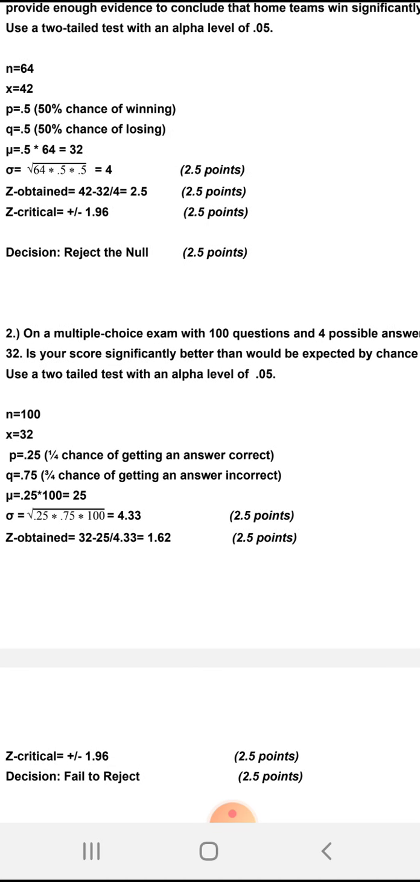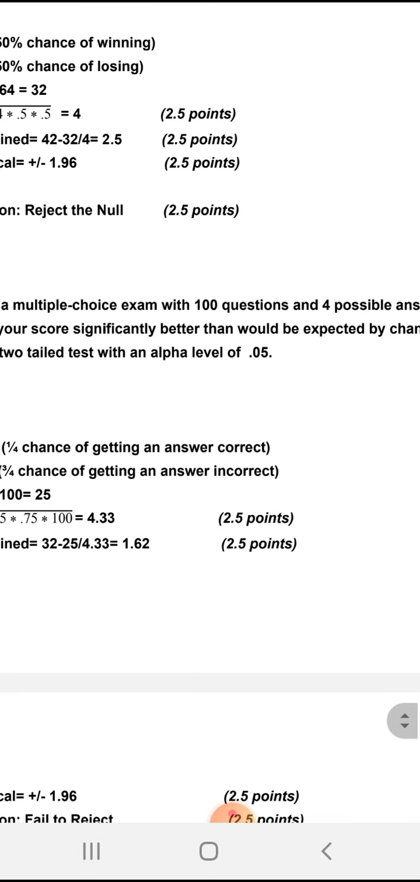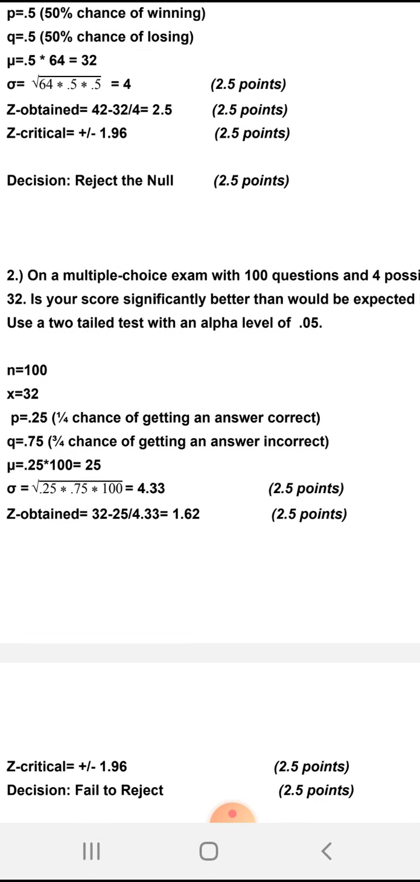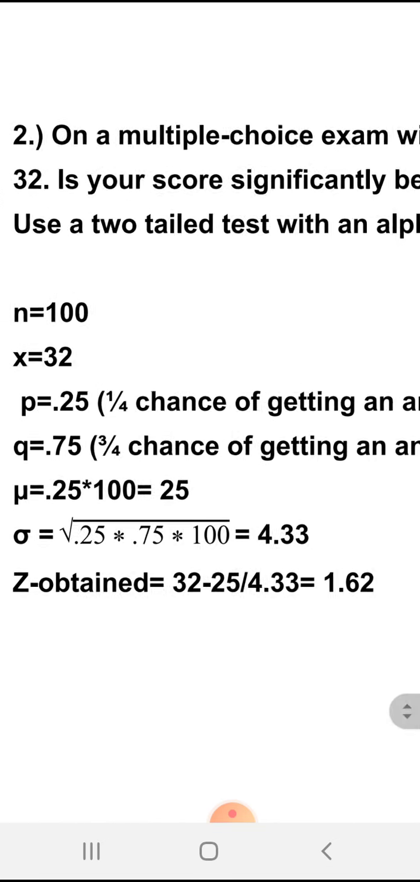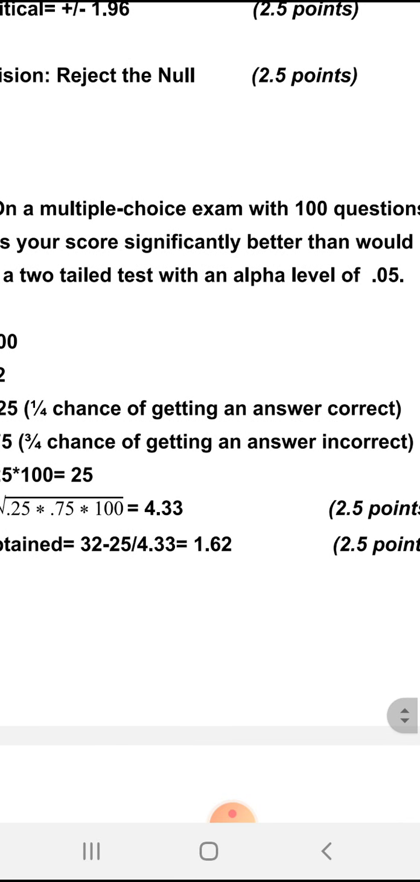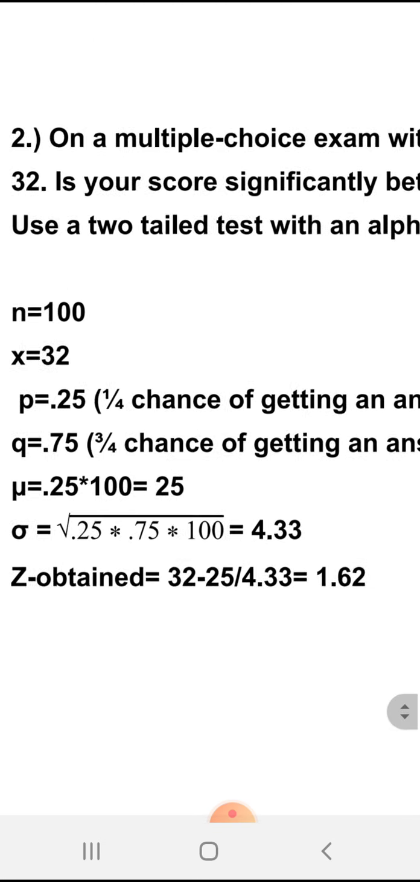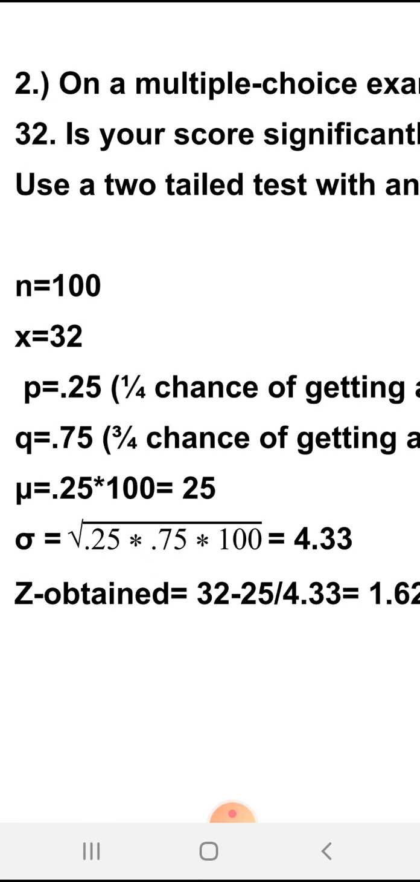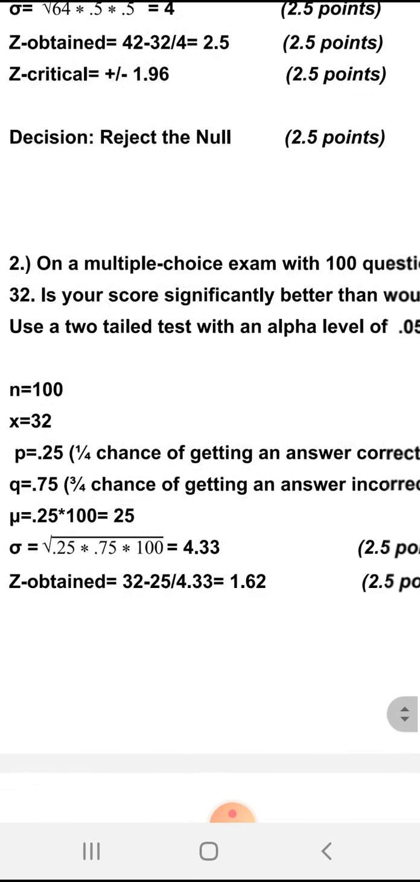It's still a binomial distribution because you either can get it correct or incorrect. But on the multiple choice test, there are 4 possible answers. So the probability of getting an answer correct by guessing is 1 out of 4, hence P equals 0.25. Now the probability of getting an answer incorrect is 3 out of 4, hence Q is 0.75, right? 1 divided by 4 is 0.25, 3 divided by 4 is 0.75.